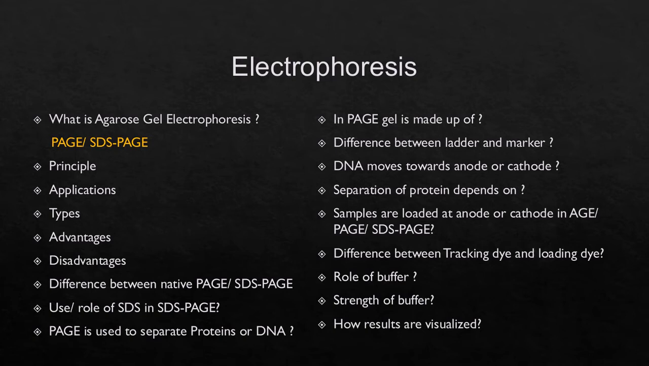Then you may get questions like advantages of each type, then what are the disadvantages of each type. Then what is the difference between PAGE and SDS-PAGE. Then the role of SDS in SDS-PAGE. Then PAGE is used to separate what, protein or DNA. Or to analyze your sample, you don't know which protein the sample contains or how much protein, then which of the following electrophoresis will you perform.